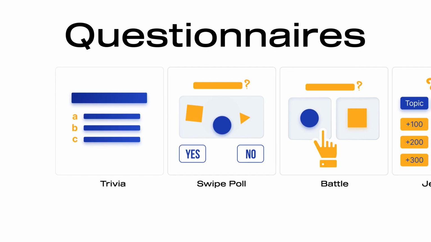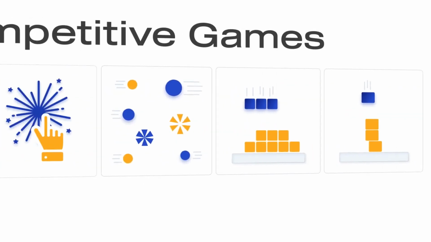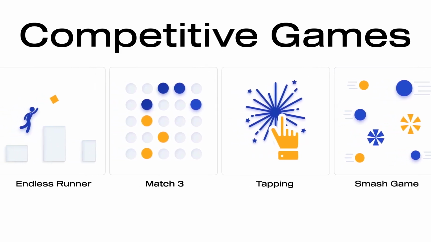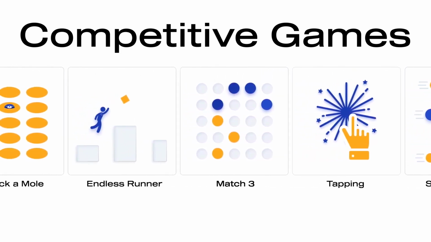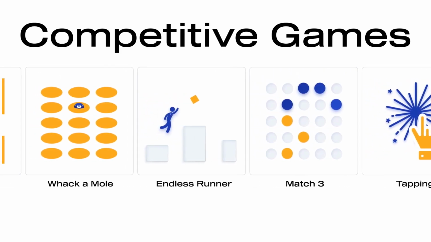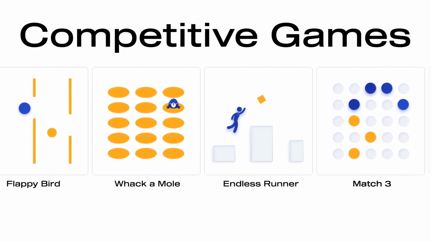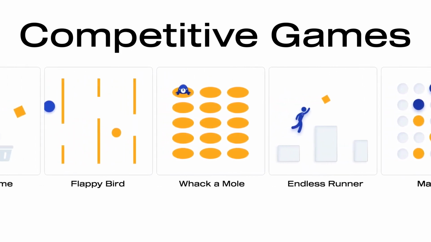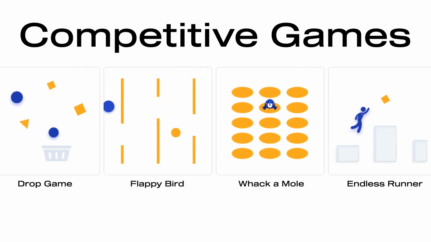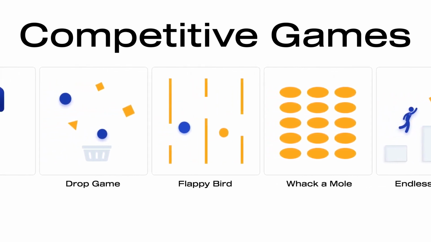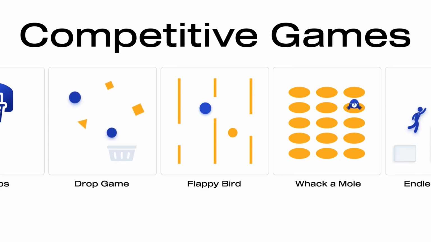Then we have our bread and butter, the competitive game types. From Flappy Birds to Candy Crush and Fruit Ninja, all of the games are done by professional game designers and come with a built-in leaderboard, so you can just focus on what matters the most, your own brand. Competitive games are best for public competitions to see who can score the highest and claim the prize.